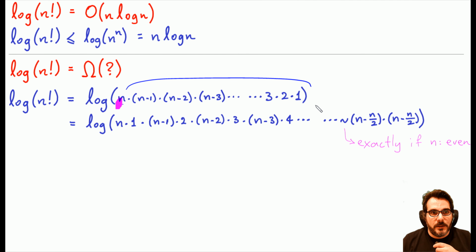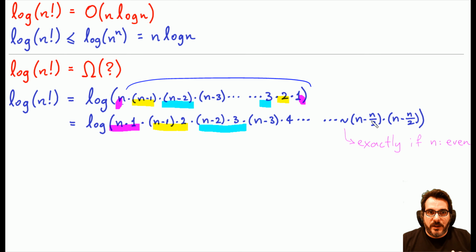There is n here, there is 1 here, n times 1. There is n minus 1 here, there is 2 here. Let me pair these ones here. There is n minus 2 here, there is 3 here. Let me do it with this one. So when I pair them up, there will be n over 2 pairs, right? And in the end, the last pair would be n minus n over 2 times n over 2.